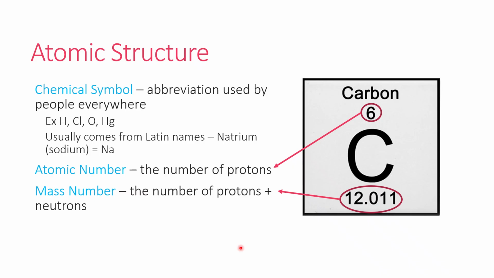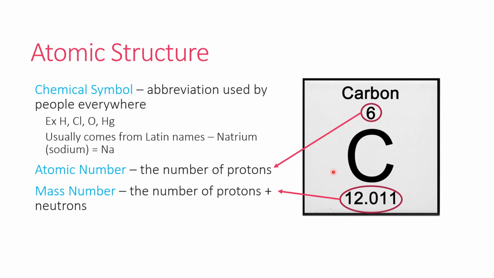The atomic structure, well, basically what we're going to look at here is the periodic table of the elements, and we're going to be able to use these numbers to figure out the structure. We're going to be able to use these numbers and the symbol to figure out what we're looking at, how many protons something has, how many neutrons, how many electrons it has. The first thing that we see on this periodic table is the chemical symbol. This is an abbreviation that is universally accepted.